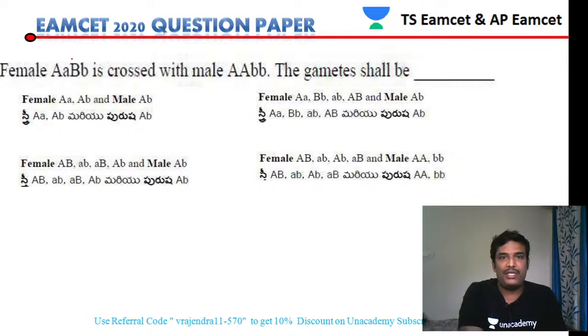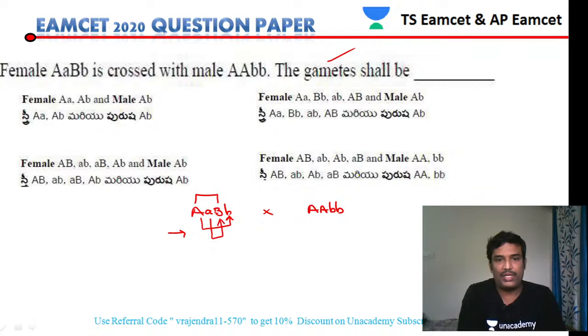Next, female AB is crossed with AA, BB. The question is asking to find out the gametes. If you see, this is one combination, this is another combination, and another combination, so you will get 4 gametes here: AB, AB. Here you will have only 2, here only 1 gamete. So how many? 4.